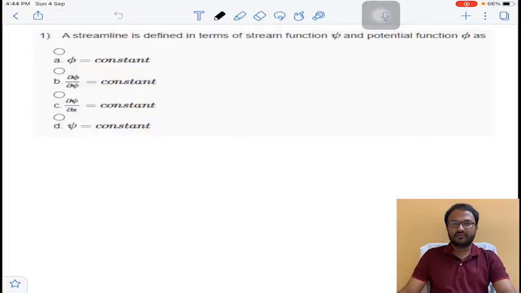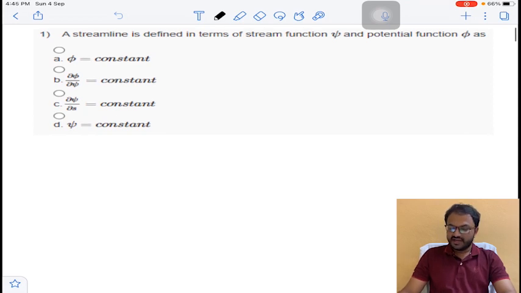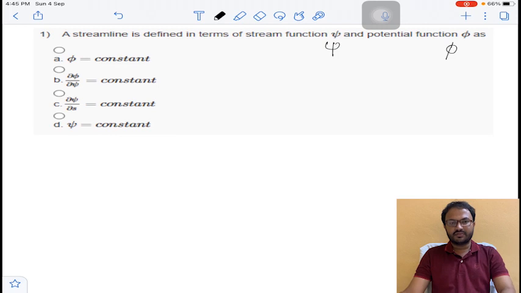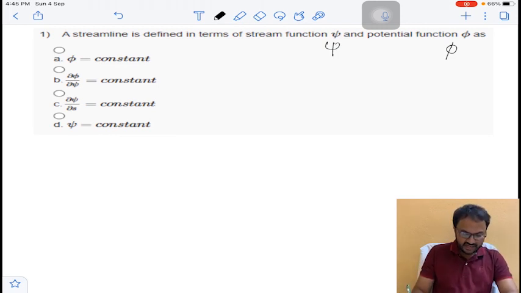In this lecture, I am going to solve assignment number 6 of fluid mechanics. In the first question, a streamline is defined in terms of a stream function psi and potential function phi. He has given phi equal to constant, psi equal to constant, some options. So what is the meaning of a streamline? A streamline can be defined as a line.